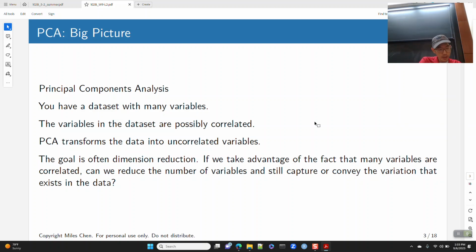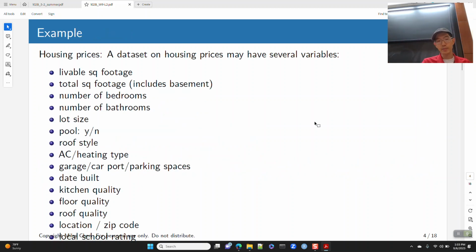The idea here is we're looking at dimension reduction. We have variables in our data set, a lot of them are correlated, and PCA basically transforms them into uncorrelated variables. The goal here is often dimension reduction. Rather than having a whole bunch of variables that have high correlations, can we just reduce the number of variables that we're looking at?